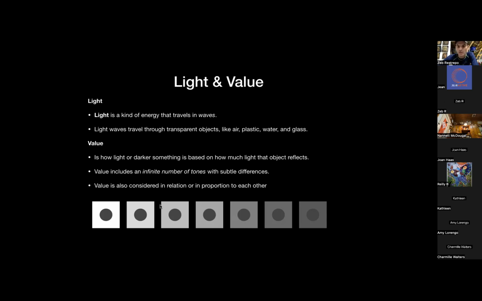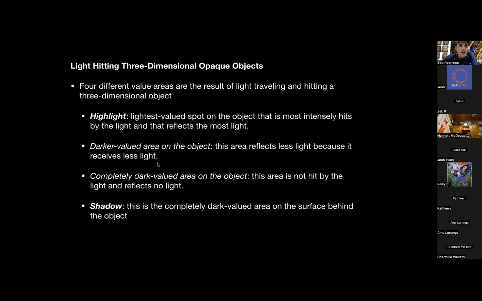All I've changed is just the square in the back. So it's very interesting to see how values relate to each other. Okay, so moving on. Light hitting three-dimensional opaque objects. There are 4 different value areas that are a result of light traveling and hitting a three-dimensional object.